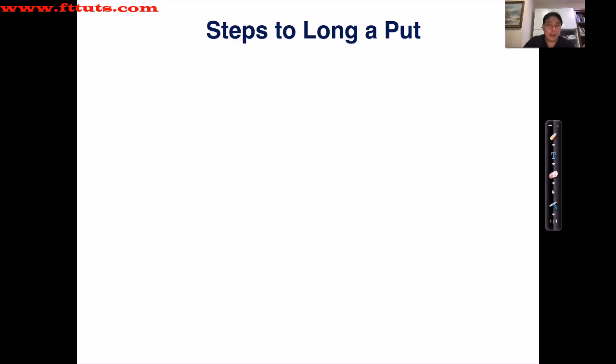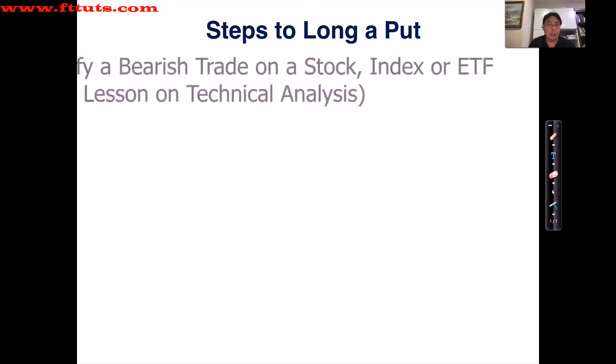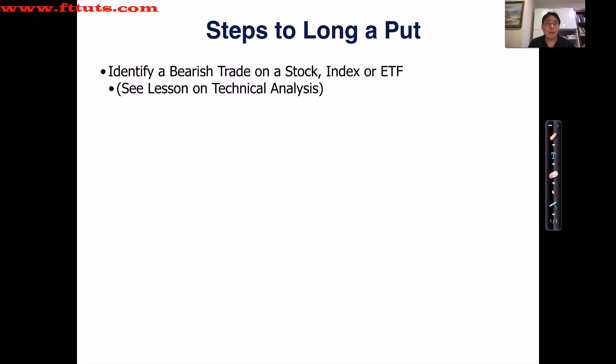So let's go through the checklist of when do we buy a put. So once again, step one, you have to identify a bearish trade on a stock, index, or ETF using technical analysis. So again, refer to the lesson on TA to know the highest probability trade entry to go short. So it is usually when the price makes a rally on a downtrend, hitting a resistance level or breaking down from a consolidation pattern. And it's a weak momentum stock or ETF that you like to short.